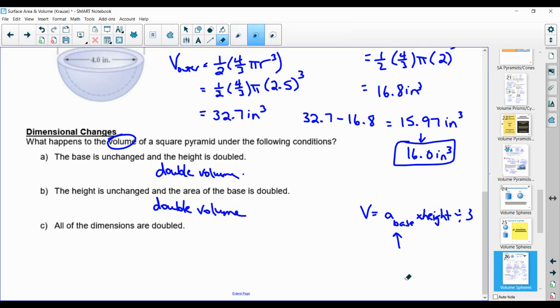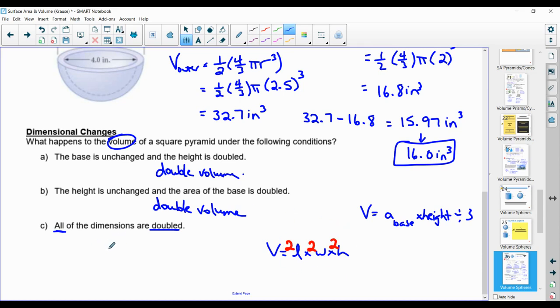Now the question that we're asked most often is what happens if all of the dimensions are doubled? Well, if I double all of the dimensions, think about this with a rectangular prism, length times width times height. If I now double the length and double the width and double the height, 2 times 2 times 2 is 8. So by doubling all of the dimensions, it becomes 8 times bigger.